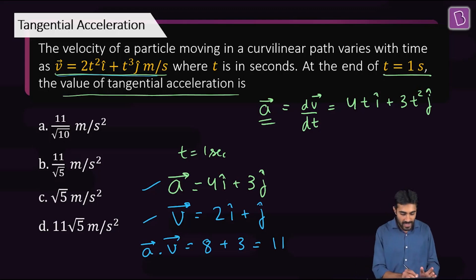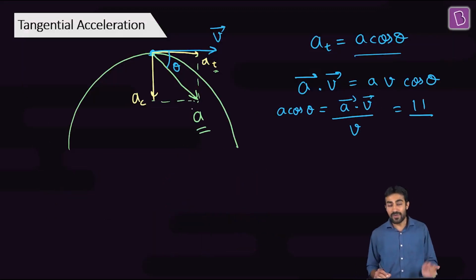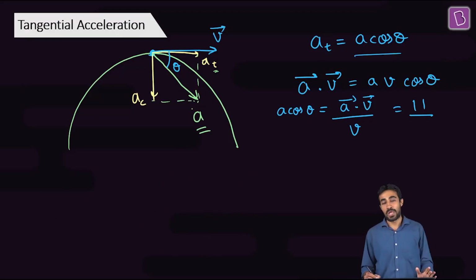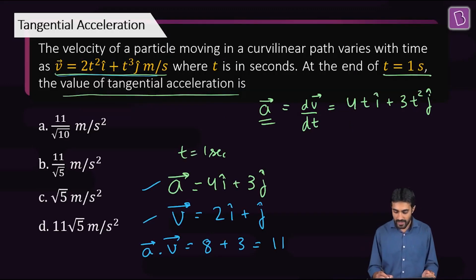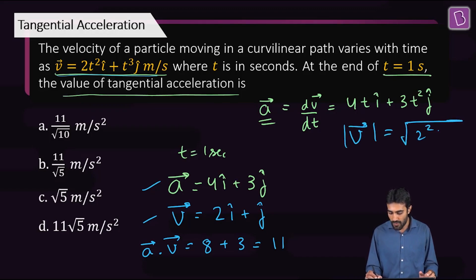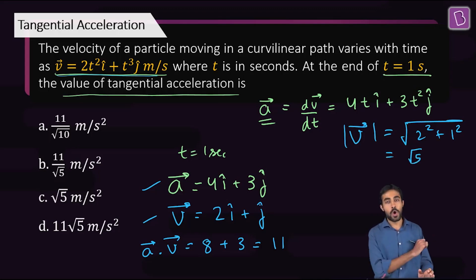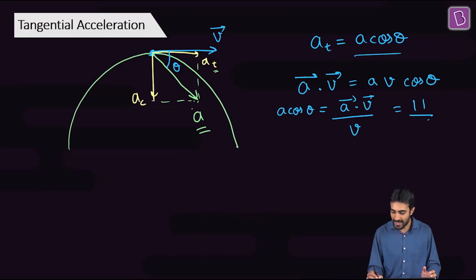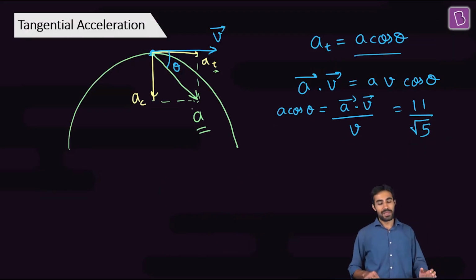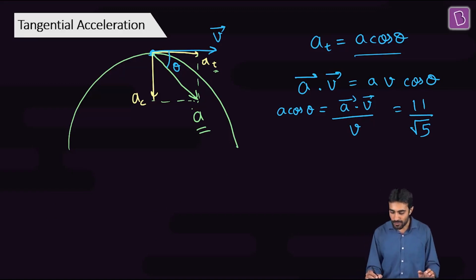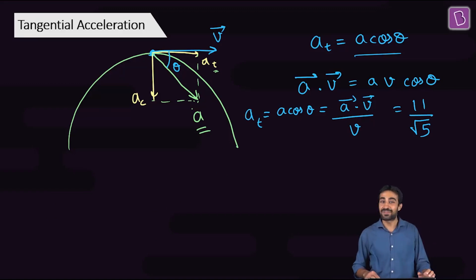Now, the dot product is known. Dot product is 11. We have to find out the magnitude of the velocity. The velocity at t equals 1 second was 2 i cap plus j cap. The magnitude of the velocity is under root of 2 square plus 1 square, which is nothing but root 5. Now, A cos theta comes out to be 11 divided by root 5, and A cos theta is nothing but the tangential acceleration AT. Can you see that?